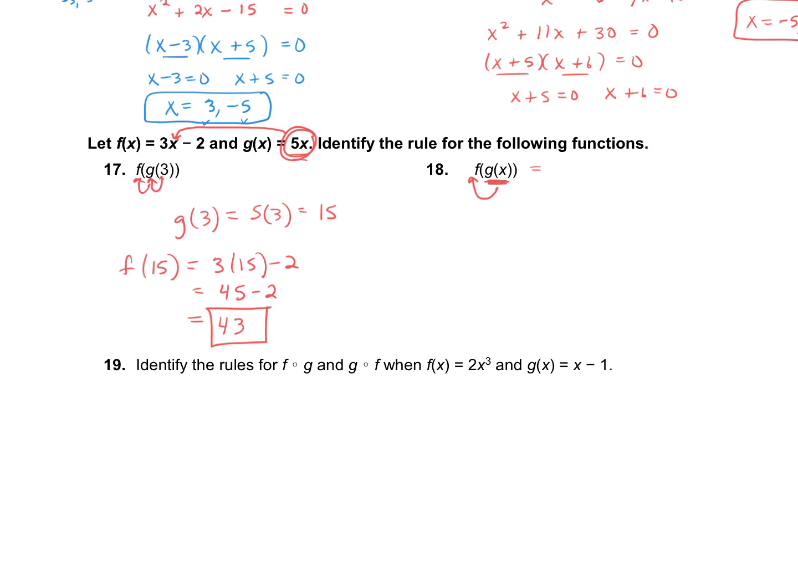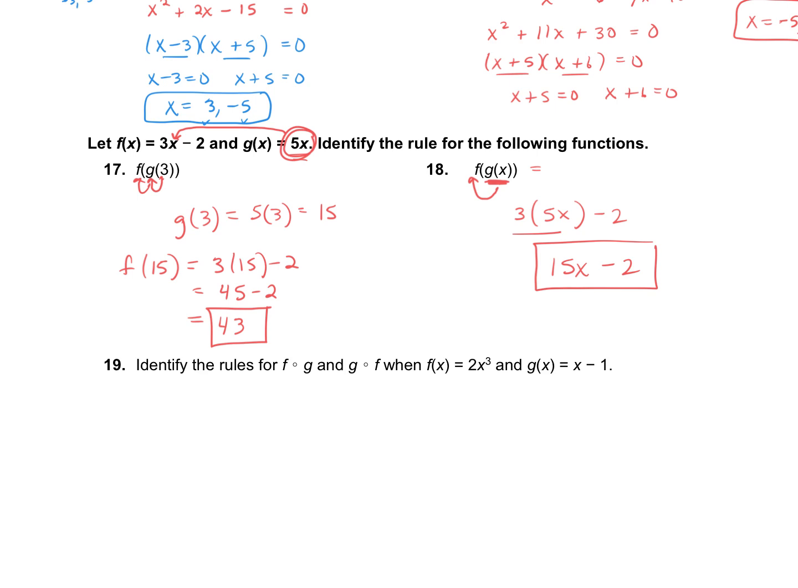So f of g of x is going to equal 3 times, that x is going to get replaced with a 5x minus 2. And then we just simplify. 3 times 5x is 15x. That minus 2 just comes down. So f of g of x is equal to 15x minus 2. That's a composition.